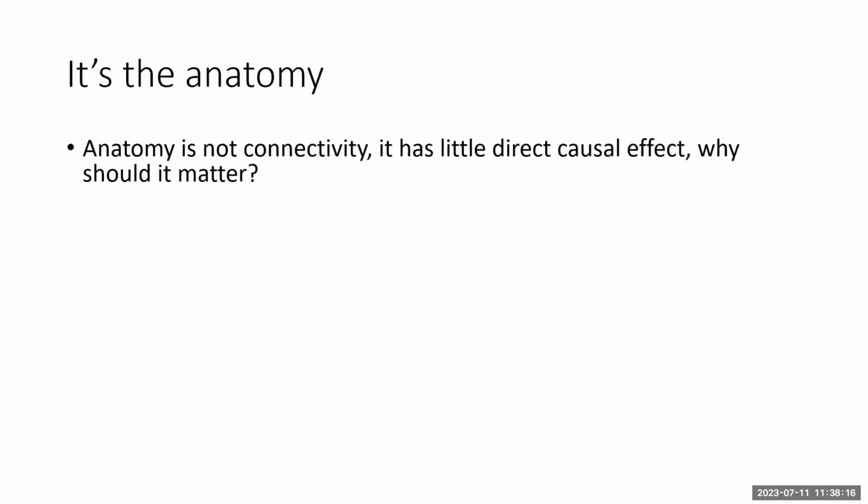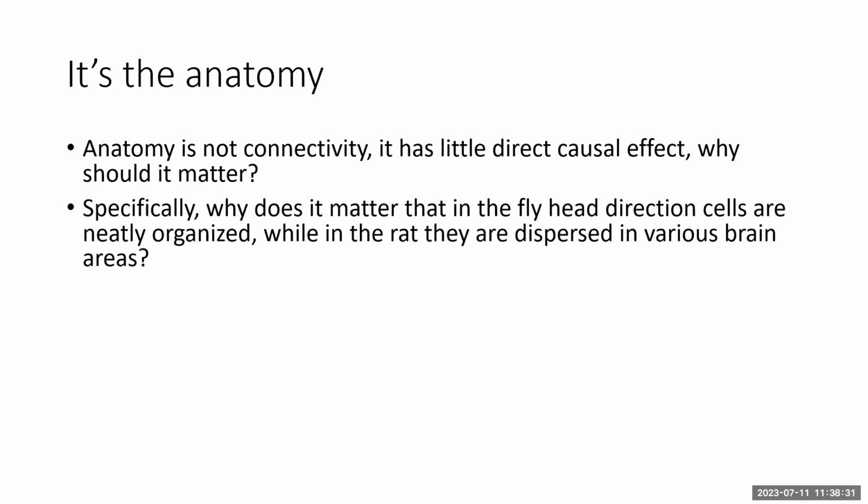But why does it matter? Like, why should we care about it? So anatomy is not connectivity. It has little direct causal effect. It has some causal effect because of field potentials, but we don't think it's a very strong causal effect. Why should it matter? Specifically, why do we care that the fly head direction cells are neatly organized, while in the rat they are dispersed in various brain areas?